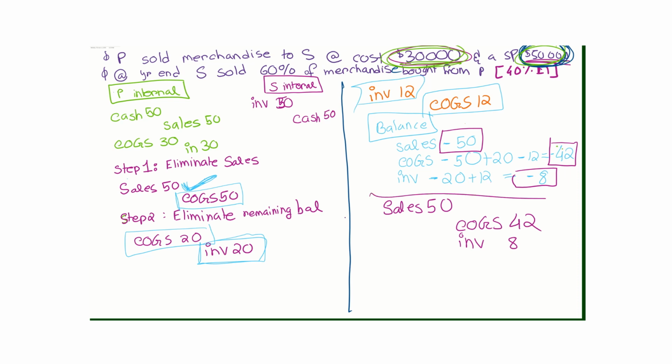And that is our elimination entries. Now here, you will see that I kind of combined the two together. Sometimes these cost of goods sold are actually not combined together and are instead put at separate values. So inventory still stays 8.